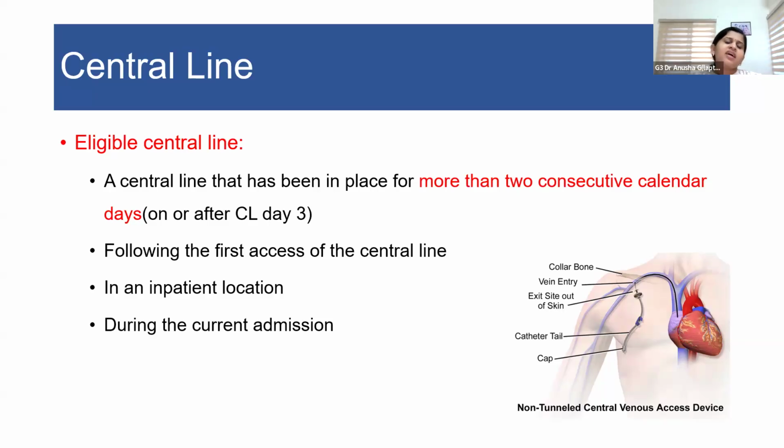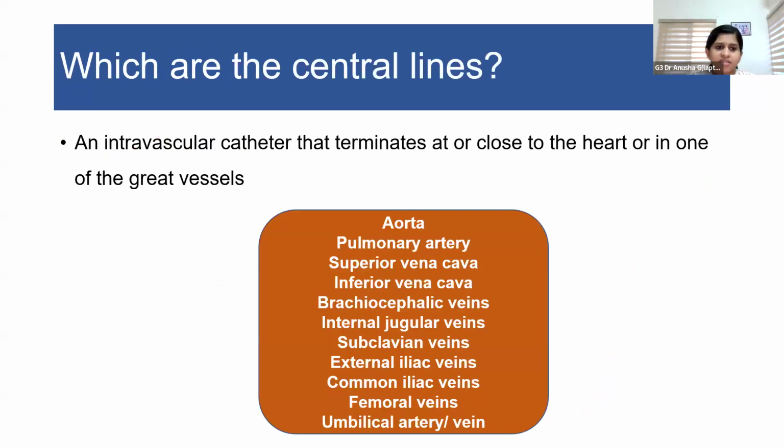Generally, an eligible central line applies for an inpatient because we expect CLABSI to occur in an inpatient, and it has to be the current admission, not the previous admission. This is a picture of a central line, and you can see that the line is inserted into the subclavian vein. Now coming to what are central lines, because we have various arteries and veins in our body. Now what constitutes the central line?